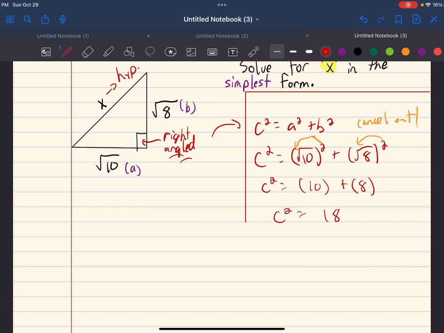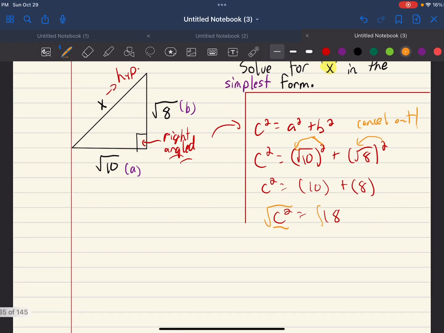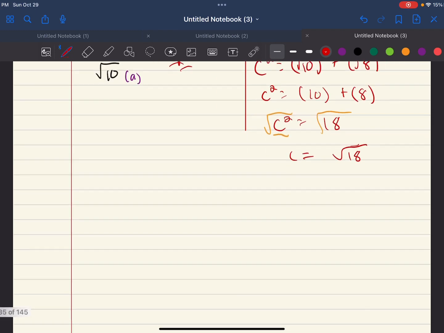Well, the thing is, I don't want c squared. I want c. So the way that I can remove the square from the c is to square root. But what I do to one side, I have to do to the other. And so I'm going to go c is equal to root 18.